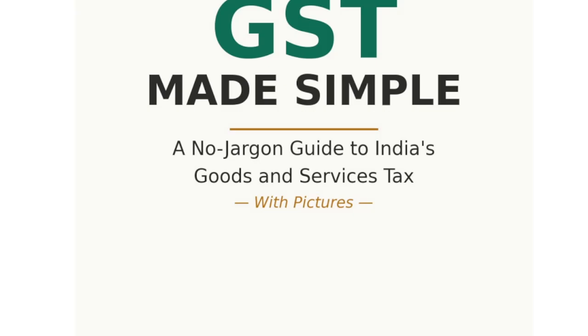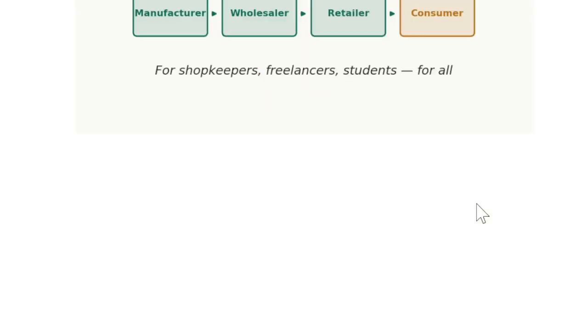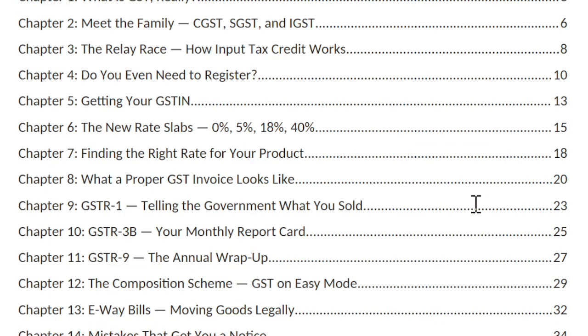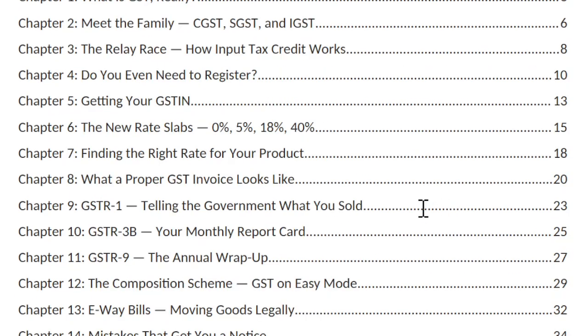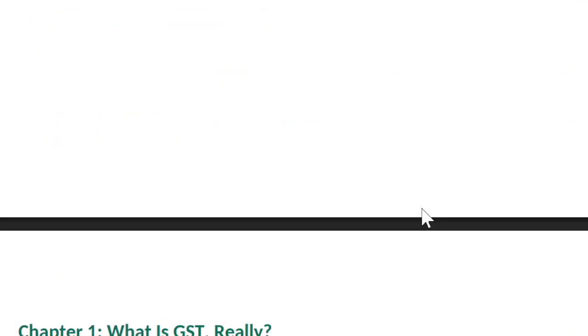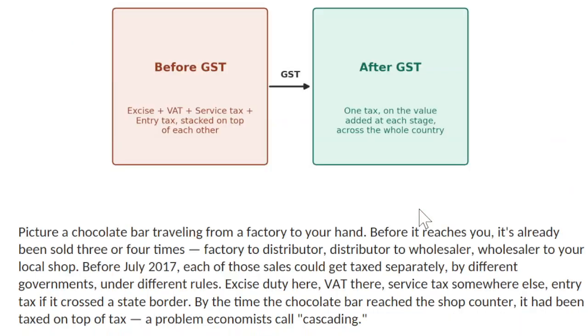GST made simple. What does GST stand for? Goods and Service Tax. Now let us understand this in a detailed manner. For this, chapters 1 to 16 deal with various types of matters which are relevant to GST. Let us understand in detail so that you understand what GST actually is.